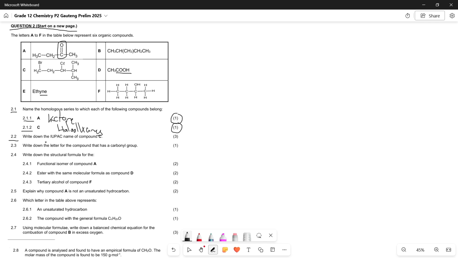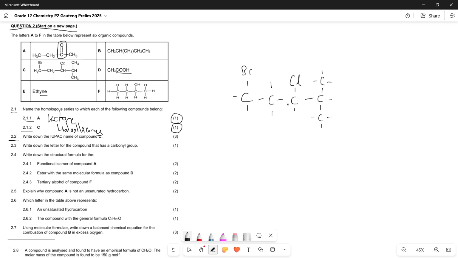And then 2.2 says, write down the IUPAC name of compound C. Okay, so we have compound C over here. I'm going to redraw it for us. So wherever I've just drawn lines, that means they're just the hydrogens over there. In the test, we have to draw all the hydrogens, but for now, I'm just going to leave them like that. But what is important for the naming convention specifically are the location of the bromine and the chlorine, as well as which one is our longest chain.